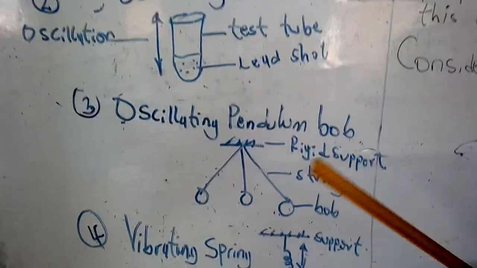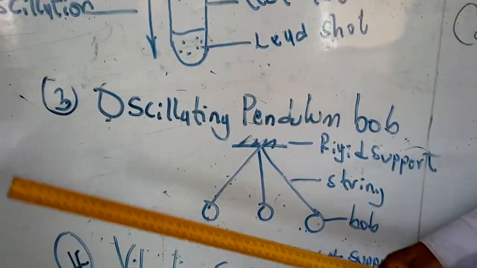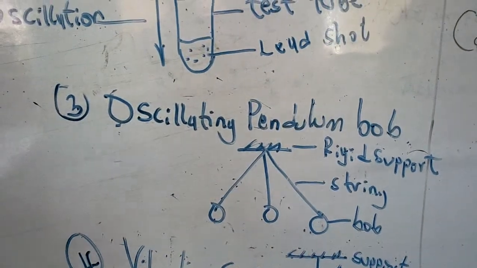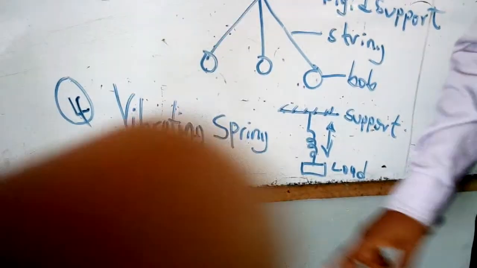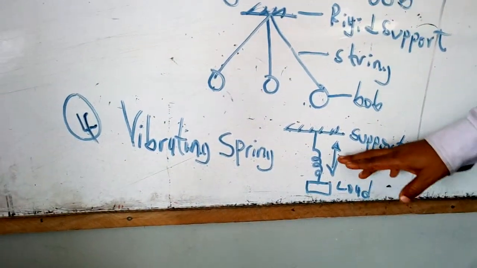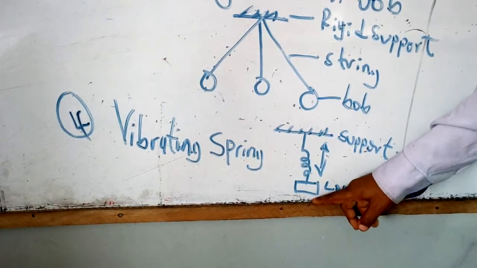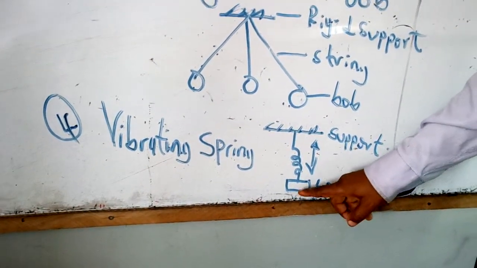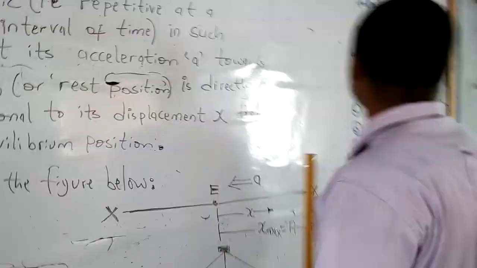Another example of simple harmonic motion is the oscillation of a pendulum bob. The to-and-fro movement of the pendulum bob is an example of simple harmonic motion. Another example of a body undergoing simple harmonic motion is when a spring is being vibrated. For instance, when the spring is loaded and the load is compressed and released, the spring will be moving up and down. That's an example of a body undergoing simple harmonic motion.